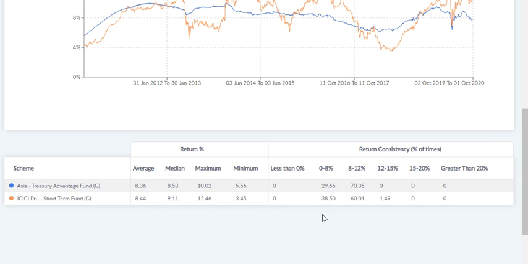So ICICI Pru short term 38.50, minimum. ICICI Pru short term has not fared well, 3.45, maximum you see there. The Pru short term has outperformed this treasury advantage. But the point of this presentation, or this video, is to show you that certain funds do well for short term, certain funds will do well when the horizon is a bit longer.